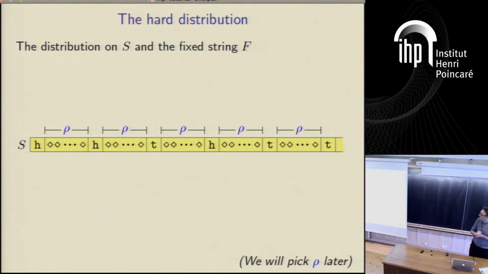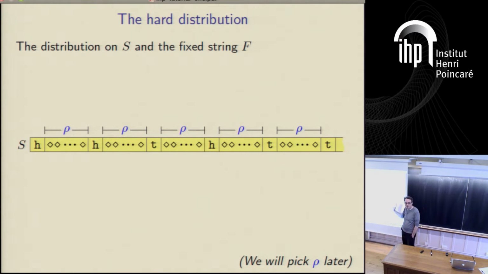So we need a hard distribution in order to do this. Our stream is going to look like this. Our stream is going to be made up of sections which have rho diamonds, and I'll tell you what rho is in a bit, followed by a T or an H, which is just meant to be tails or heads of a tossed coin. So we're going to have tail or head, rho diamonds, tail or head, rho diamonds, and so on and so forth. So the only randomness happens once every rho steps, the rest of it is fixed.